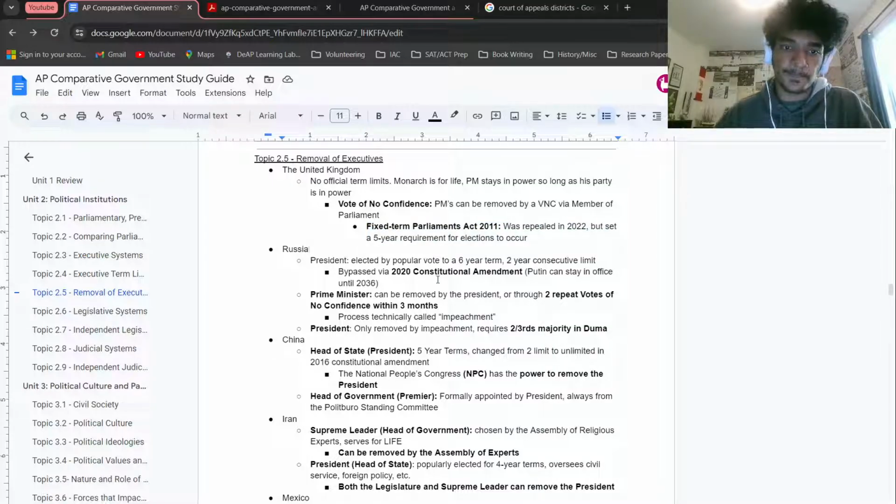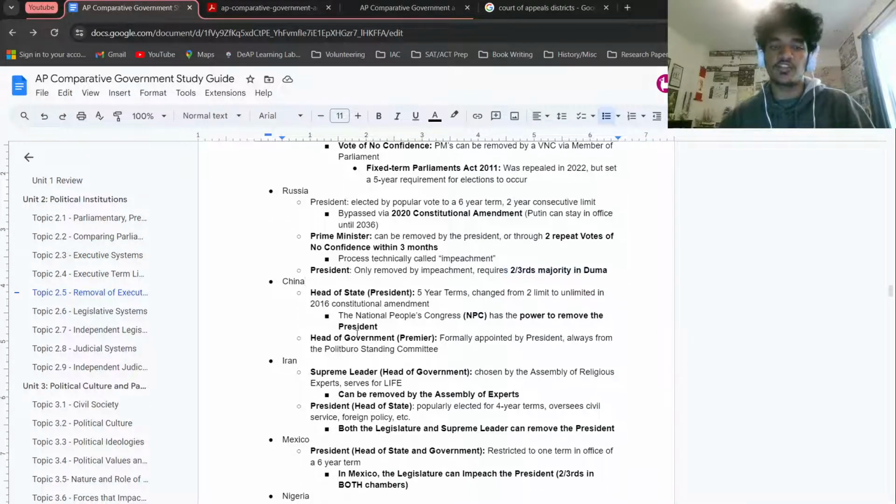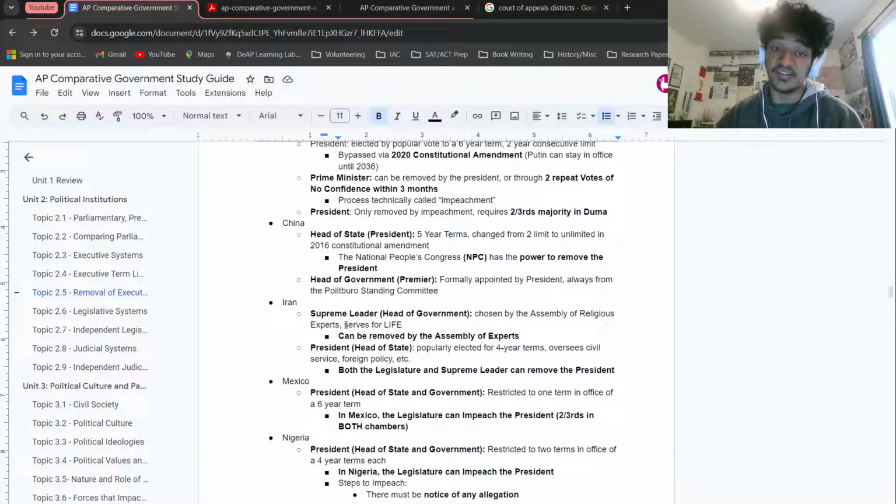Russia. The prime minister can be removed by the president. And the president can only be removed by impeachment, which happens in the Duma. China is your president. Technically, the NPC is the ones who would be removing them, but that doesn't happen because China is a dictatorship, right?